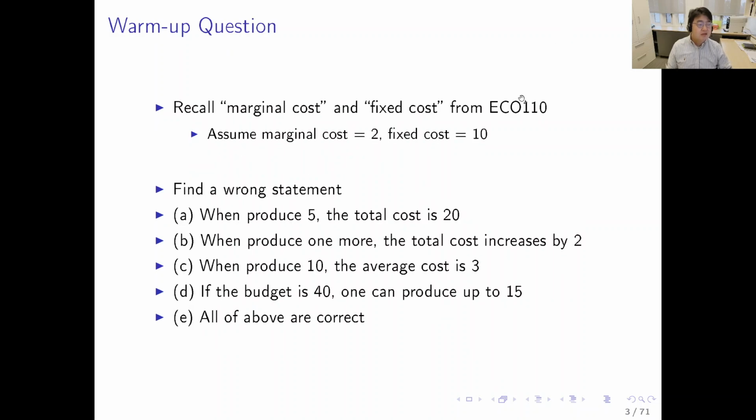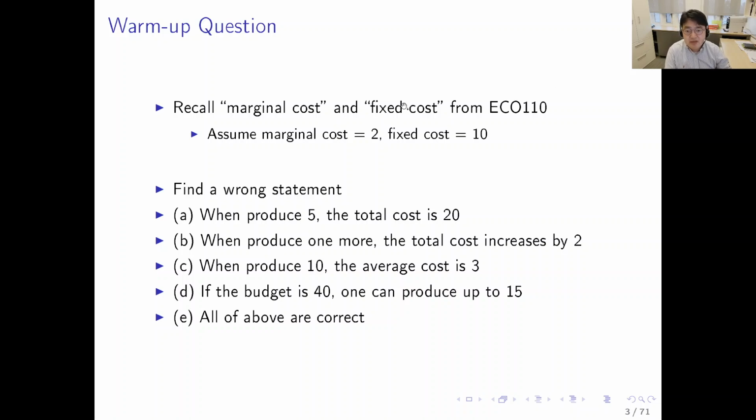So let me start with a very simple question first. You may remember what the marginal cost and the fixed cost were. I believe you learned them from the very first economics class, maybe introductory microeconomics. So simply suppose that your marginal cost is $2 per unit, and your fixed cost is $10. When you produce another unit, it costs you $2 more.